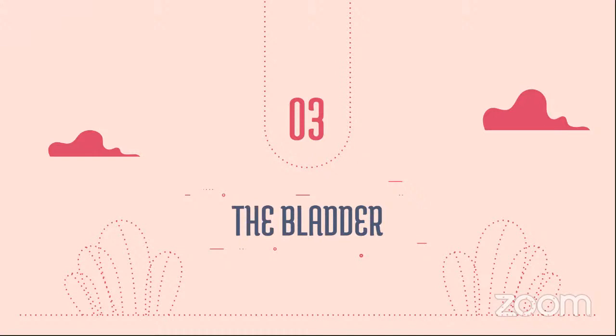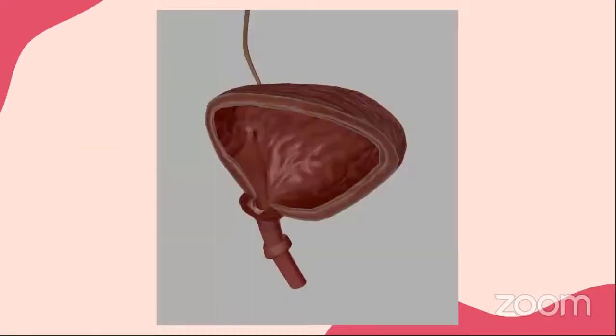Third, the bladder. Think of the bladder as a hollow muscle. It's a sac where we collect urine. It can contain anywhere from 500 milliliters to 1 liter. The level of urine, or the amount of urine, is determined by the osmotic pressure, the endocrine system, the circulatory system, and the nervous system.